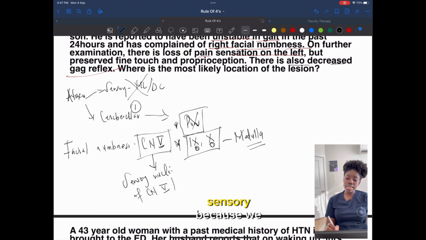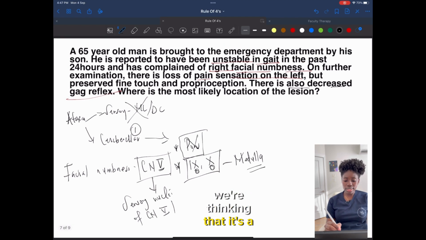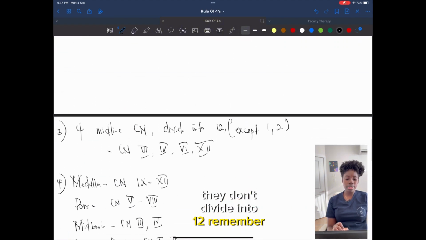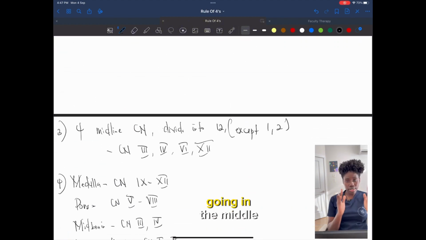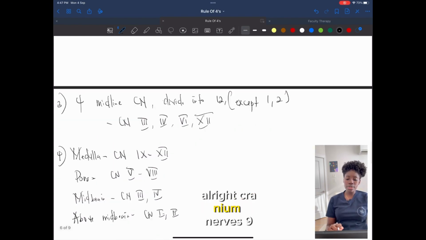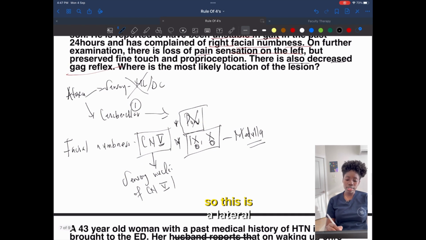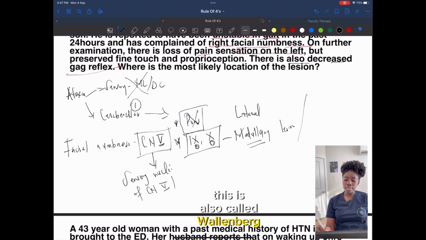And we're thinking that it's a lateral medulla problem because we've seen that cranial nerves 9 and 10 go laterally because they don't divide into 12. Remember, the midline cranial nerves that go in the middle will divide into 12, 3, 4, 6, 12. All right, the cranial nerves 9 and 10 will be on the lateral side. So this is a lateral medullary lesion. This is also called Wallenberg syndrome.